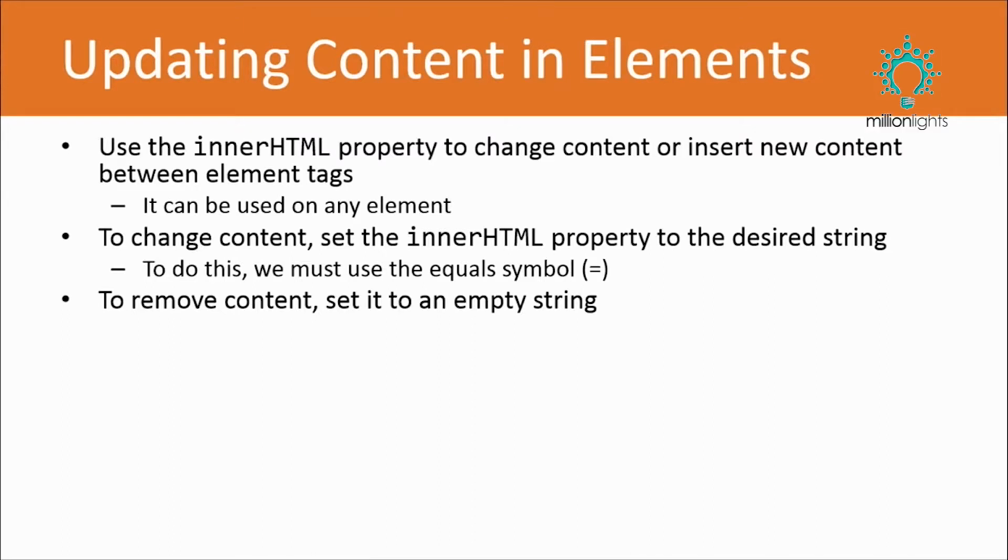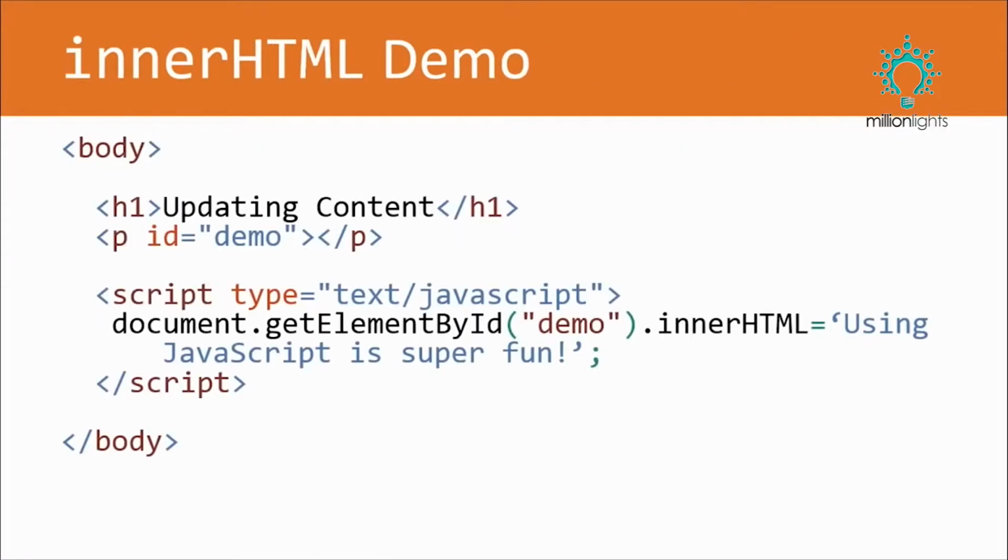We could set it equal to a method that's going to pull data for us as well, like we did previously. We just use the equal symbol in order to assign whatever value we want to assign to the innerHTML property. And to remove content, we just set it to an empty string, right? So just a blank string. So let's take a look at our innerHTML demo here.